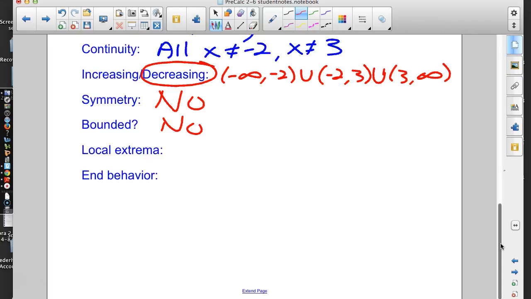Local extrema. Turning points is what they're asking. Is there any obvious place where it was going up and now it's going down, or it was going down and now it's going up? It has to be an obvious change. These are all gradual. You don't get any of those either.